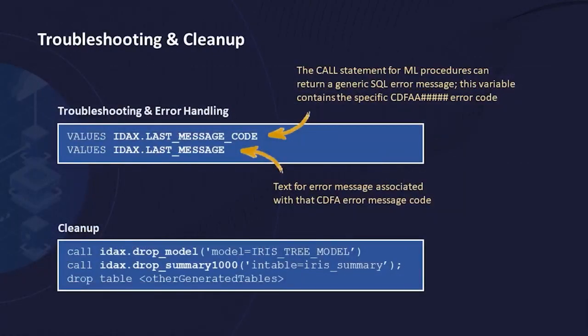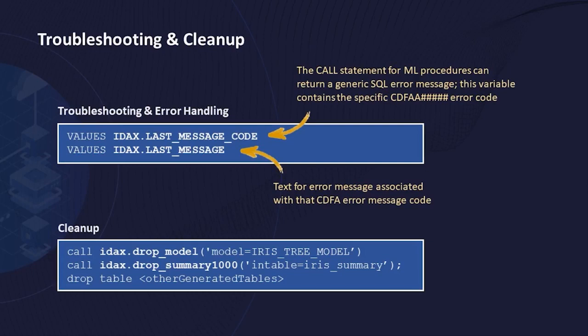If you run into errors while calling the different procedures, you might get something helpful, a useful error message, but you might also get a general error with an embedded error code in the form of CDFAA followed by a number, along with message text that's quite likely to be truncated. But you can get the identifier and the full message text through the last message code and last message variables.